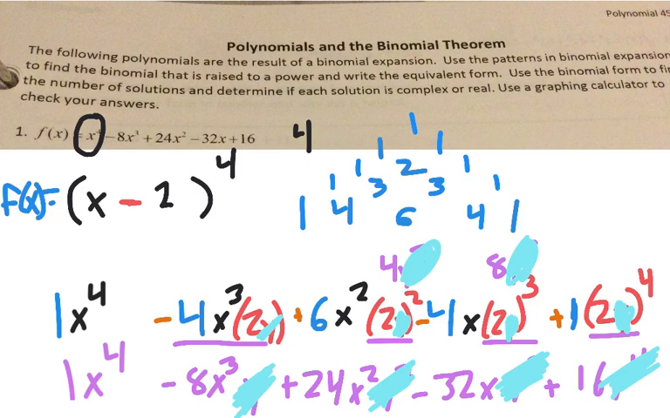They're the same. Last thing it asked me to do is determine the number of solutions and determine if the solution is complex or real. So if I were to graph this, it's going to have one x-intercept. That x-intercept is going to be at 2. And how many times does that x-intercept occur? It occurs 4 times. So again, it has an even multiplicity, so that means we know it's going to bounce off. And again, it almost looks like a parabola, but it's very flat at the vertex.